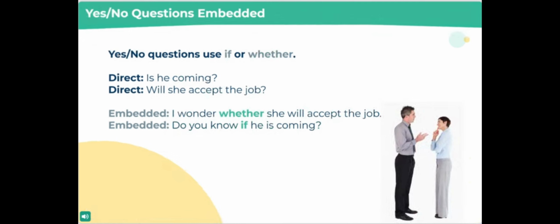Let's think about those yes-no questions now. So yes-no questions use if or whether. For example, direct questions: is he coming? Or will she accept the job? Now embedded: I wonder whether she will accept the job. Do you know if he is coming?